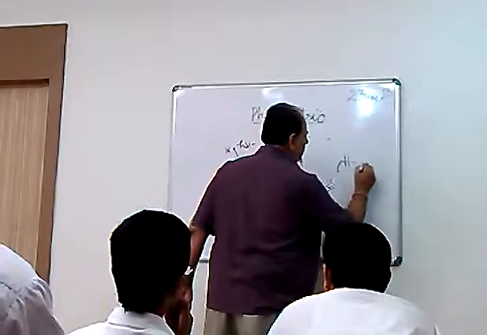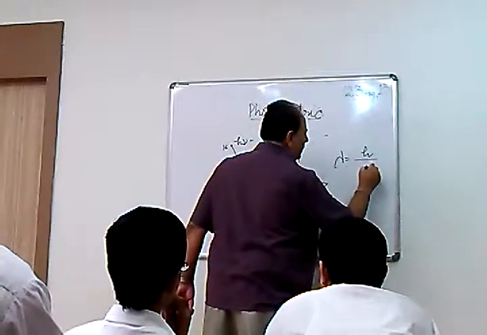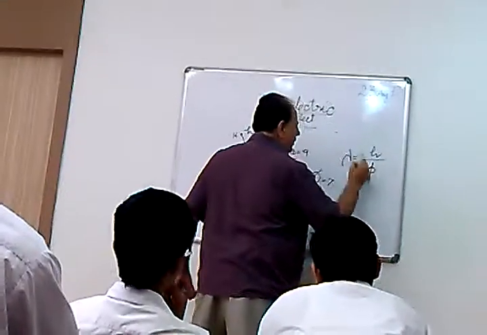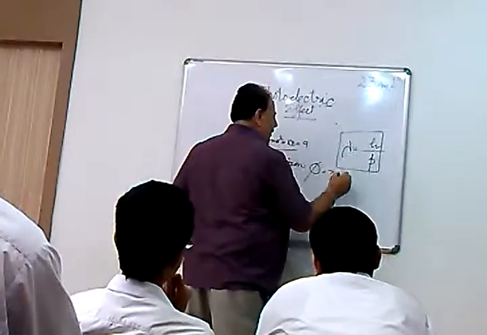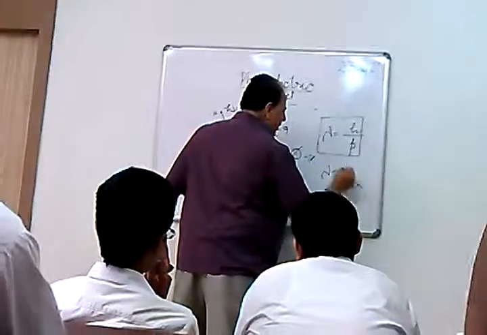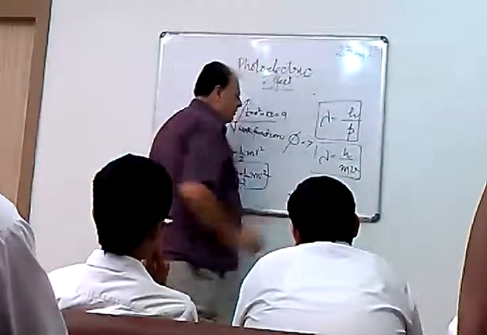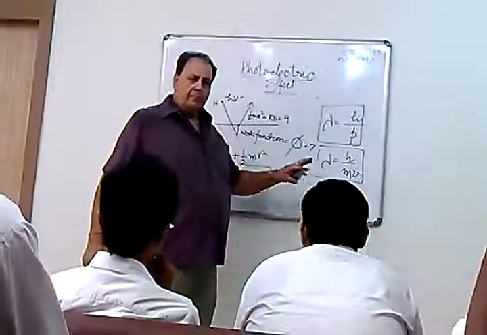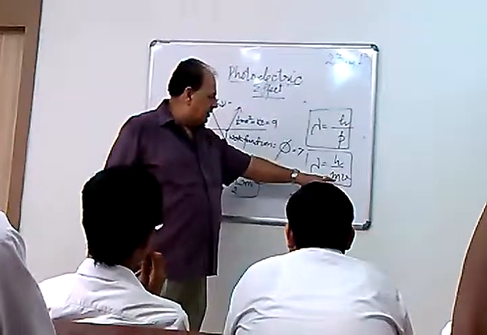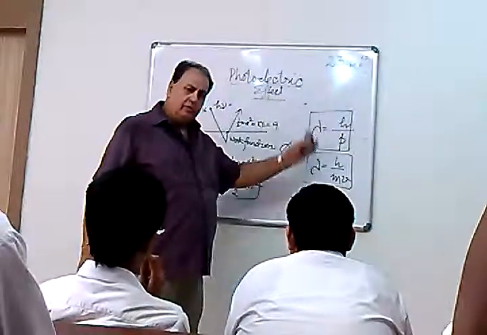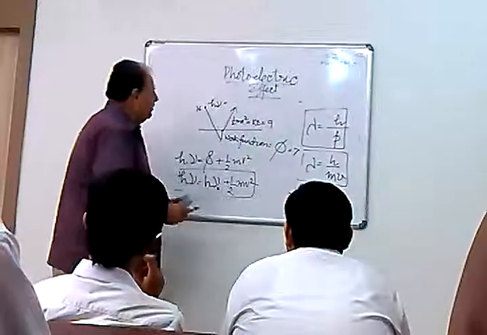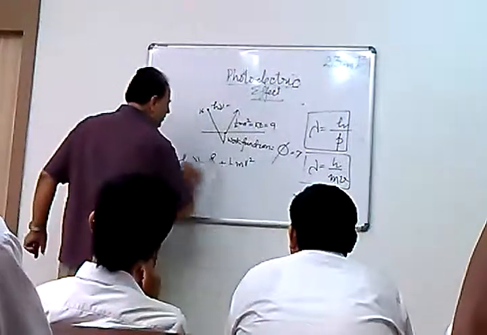What is lambda equal to? h by p. For photon we write p only, that is the momentum of the photon. This is for photon, and lambda is equal to h upon mv we write for all other particles. If there is a question, find the de Broglie wavelength for a particle, don't use this. Use this. You should know the mass of the particle, the velocity of the particle. Actually, you should know and do the calculation. Okay. So this was the second part which I wanted to tell you, and the third part is also very important.